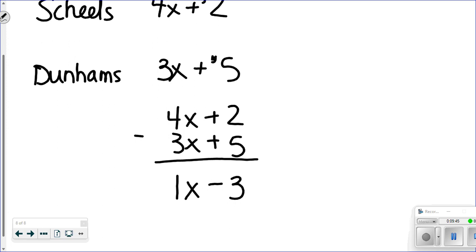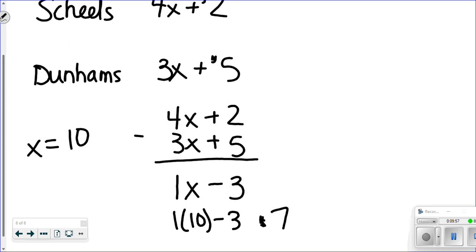And then they might say, oh, okay, well, if you buy 10 pairs of socks, what's it going to cost you? Or what's the total difference that it's going to cost you? Well, 1 times 10 minus 3. The difference, if you buy 10 pairs of socks, is going to be $7 from Scheels to Dunham's. So that's just a way you can actually use it in real life. Believe it or not, math can be used in real life. And this is one instance that it could be.